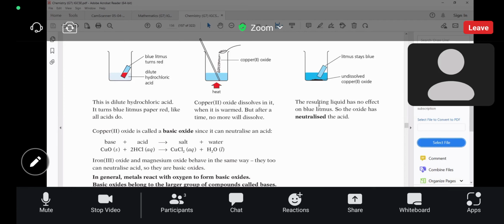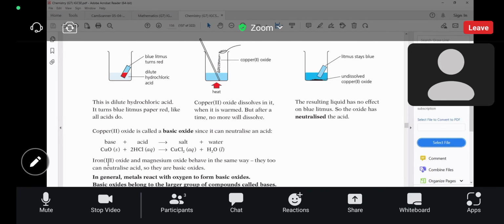Now let's try to balance the equation. Can you balance it? Here we have 2 chlorines, so 2, right? This is aqueous and this is liquid. Here we have 1 copper, here also 1 copper. Here we have 1 oxygen, here also 1 oxygen. Here we have 2 hydrogen, here 2 hydrogen. So the equation is balanced. Okay?